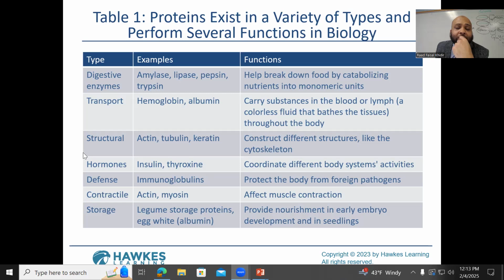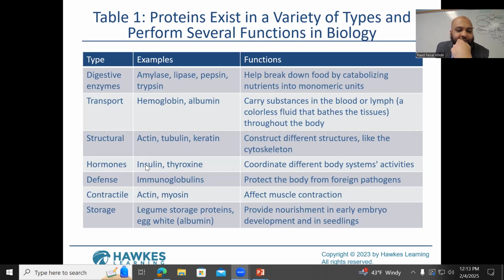If some nonpolar substance has to be transported in our blood, that means we're going to need a carrier. An example of that is going to be albumin. There are structural proteins like actin and myosin. These are important for skeletal muscle movement. Keratin is important for the hair and collagen for the nails. There are important protein hormones, like insulin and thyroxine. Also for defense, you need your antibodies and your antigens.